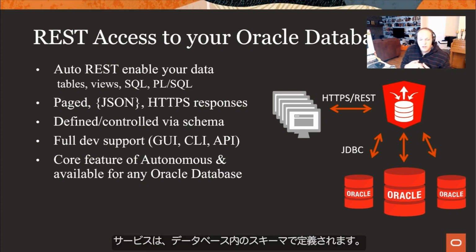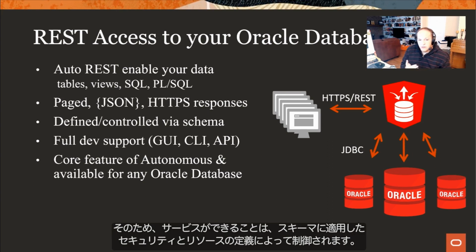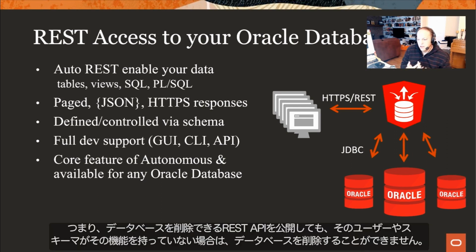These services are defined in a schema in the database, so what these services can do are controlled by the security and resource definitions that you have applied on these schemas. So you can't publish a REST API that can drop the database if that user, that schema, does not have that ability to do that.